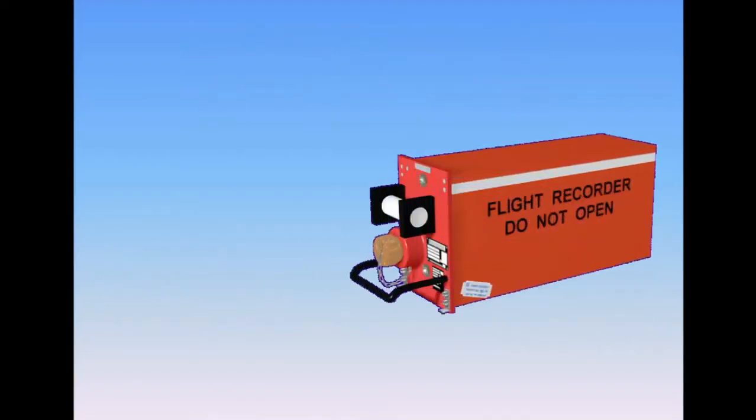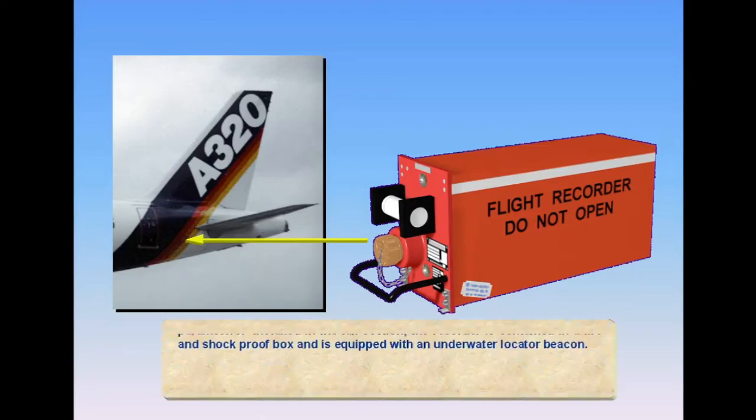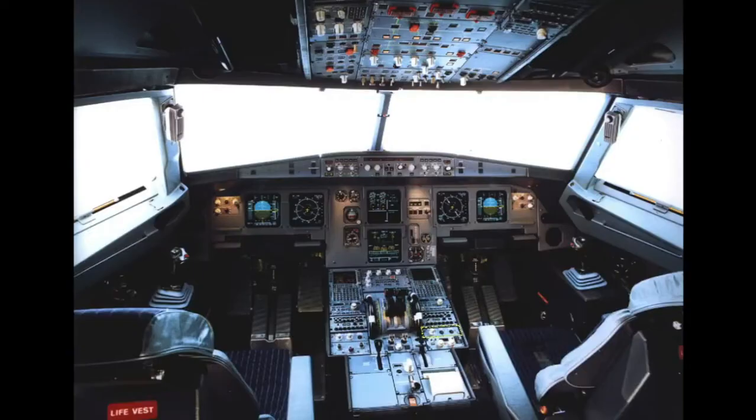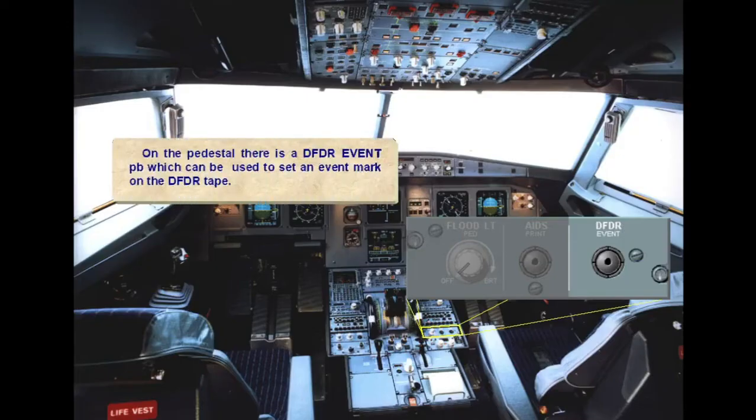A DFDR, digital flight data recorder, records the last 25 hours of flight parameters. Installed in the tail section, the recorder is contained in a fire and shockproof box and is equipped with an underwater locator beacon. On the pedestal, there is a DFDR Event push button, which can be used to set an event mark on the DFDR tape.